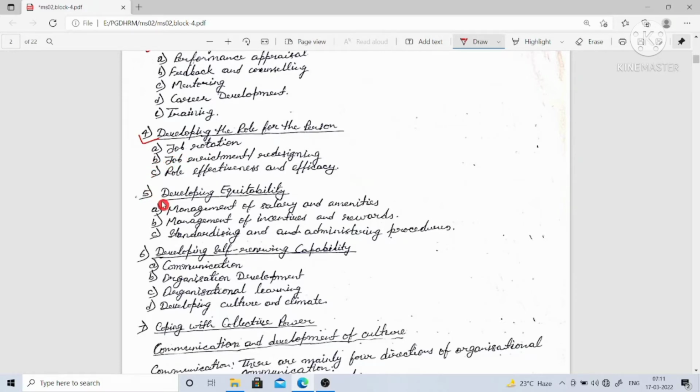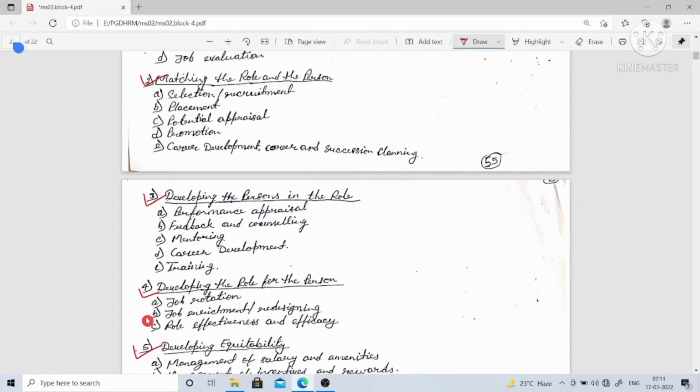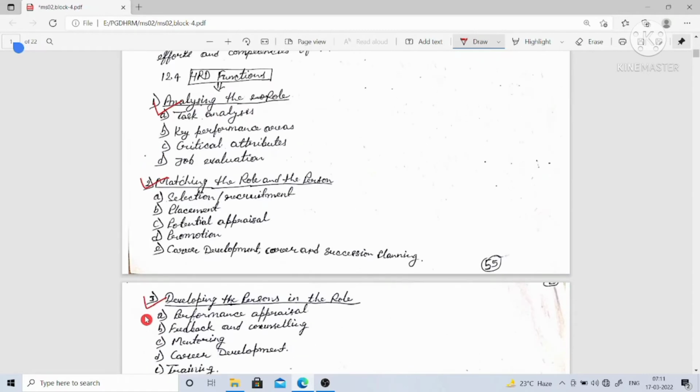Fifth, given developing equitability. Sixth, given developing self-renewing capability. And seventh, given coping with collective power. So these are different functions of human resource development.